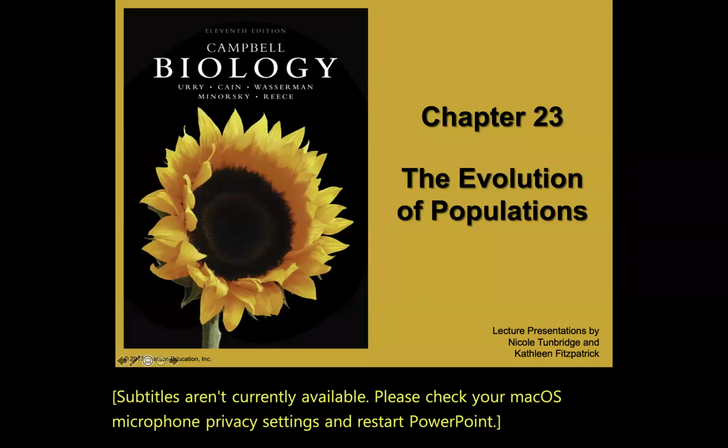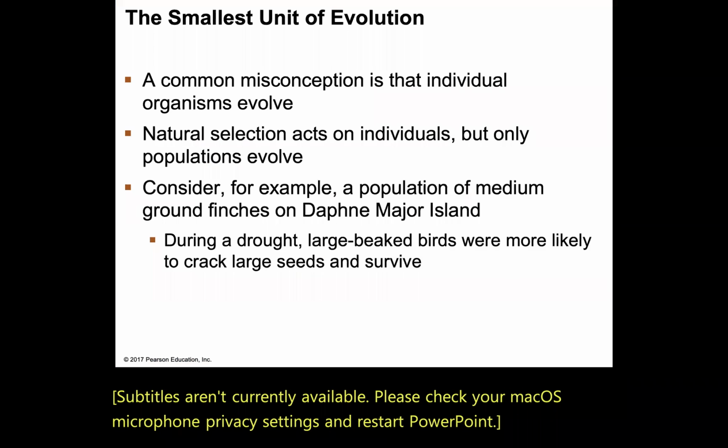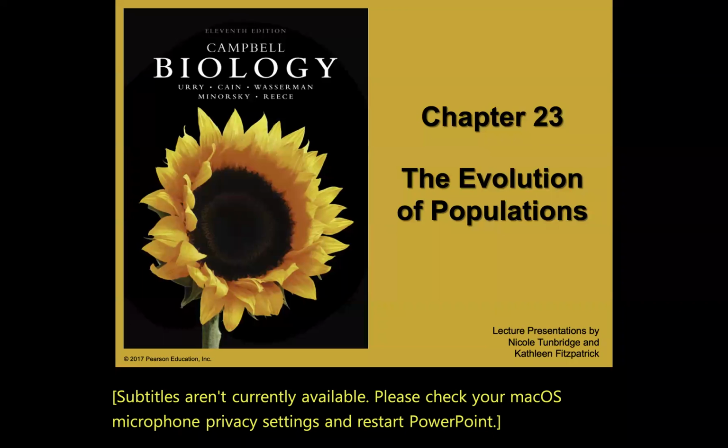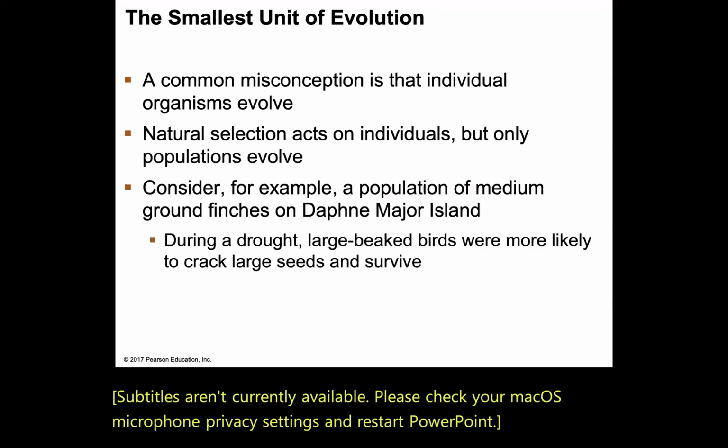So chapter 23, Evolution of Populations. If you recall in chapter 22, I mentioned that individuals don't evolve. Individuals can adapt within the limitations of their own genetics, but it is actually the populations that evolve from one generation of population to the next generation of population.